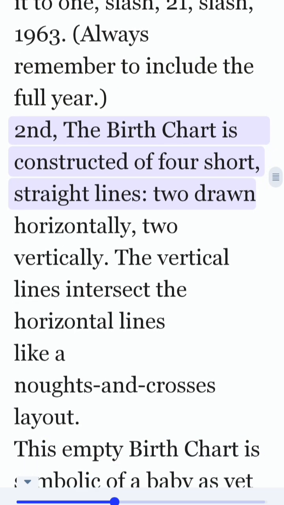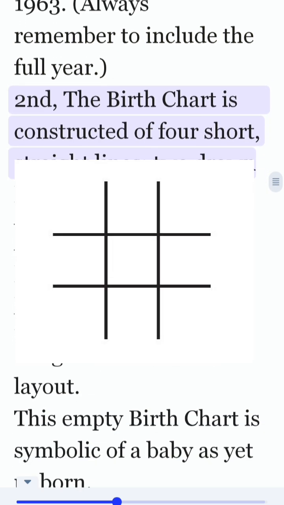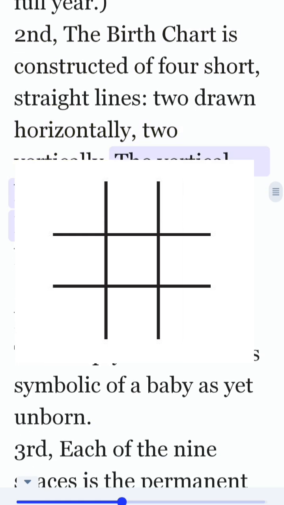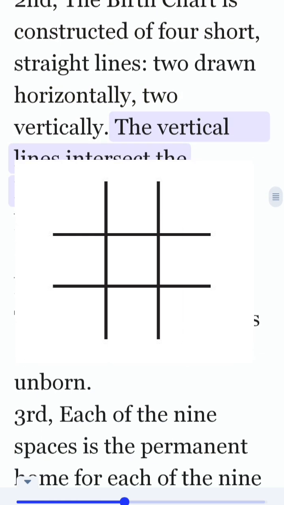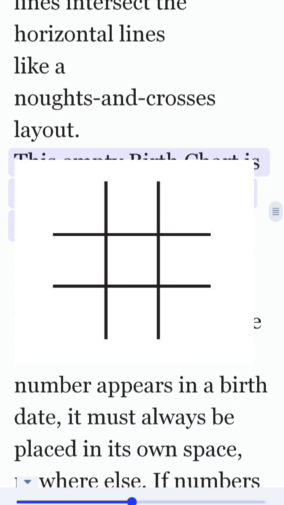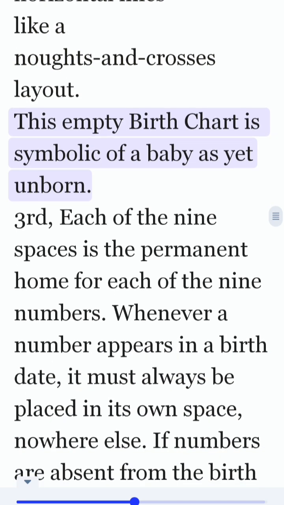Second, the birth chart is constructed of 4 short, straight lines, 2 drawn horizontally, 2 vertically. The vertical lines intersect the horizontal lines, like a noughts and crosses layout. This empty birth chart is symbolic of a baby as yet unborn.